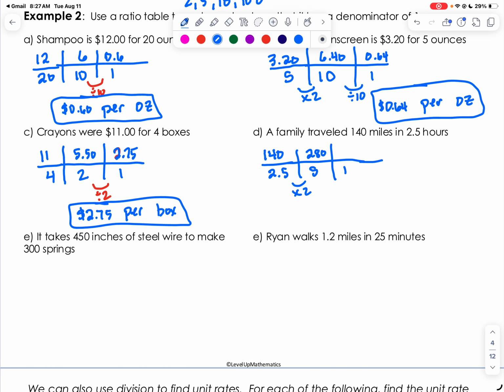Now 5 is easy to scale to 10 because all I have to do is double it again. So 280, if I double 280, I get 560. Now, once you get to 10, you can easily scale to 1 by dividing it by 10. So 560 divided by 10 is simply 56 miles. So we can go 56 miles per hour.